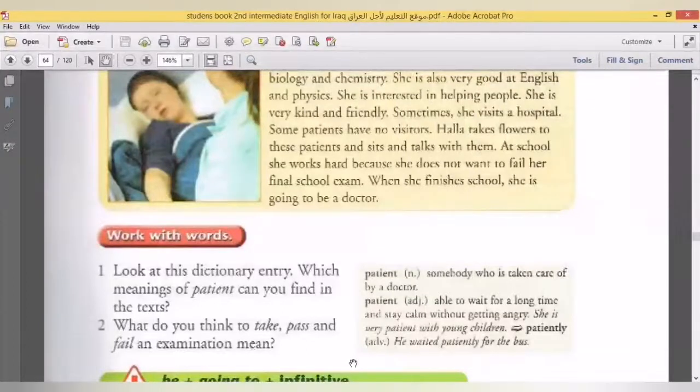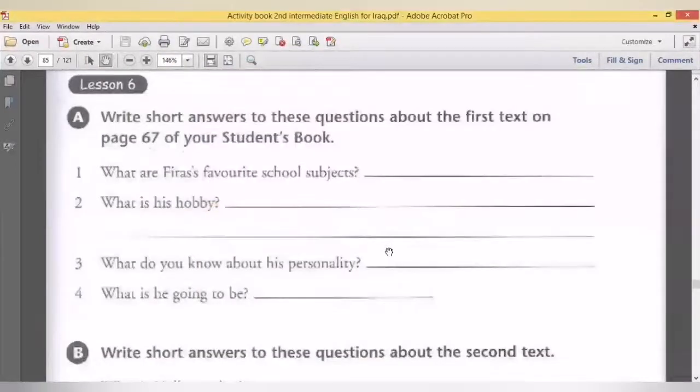Now, let us move to the activity book. We only have 3 minutes. So I think that we have to end this session now and get back. But before that, please give me your names. Quickly give me your names.